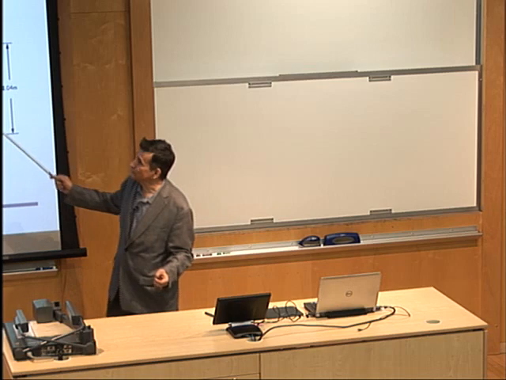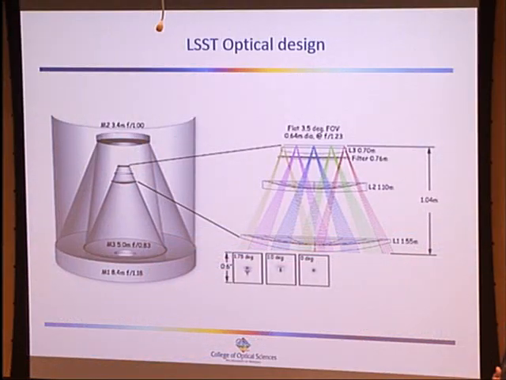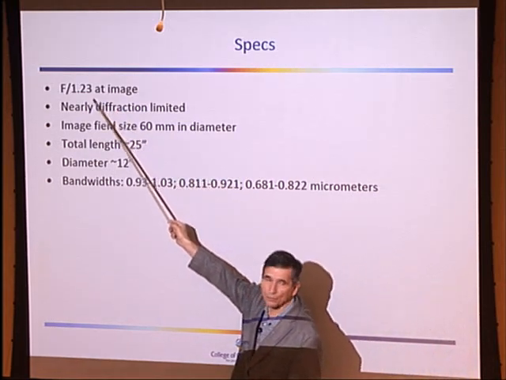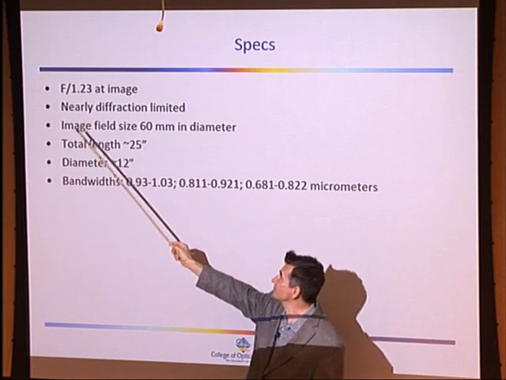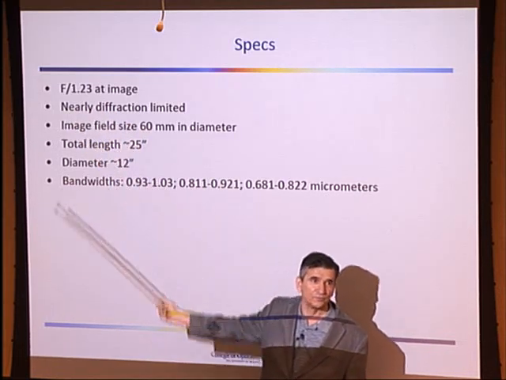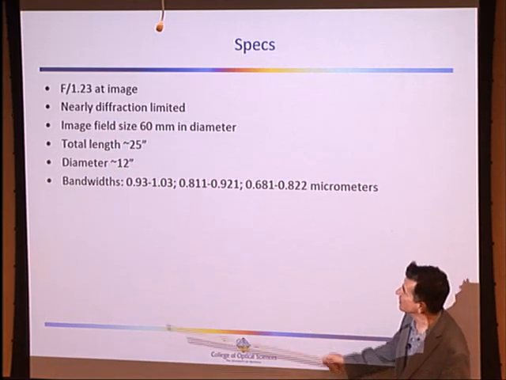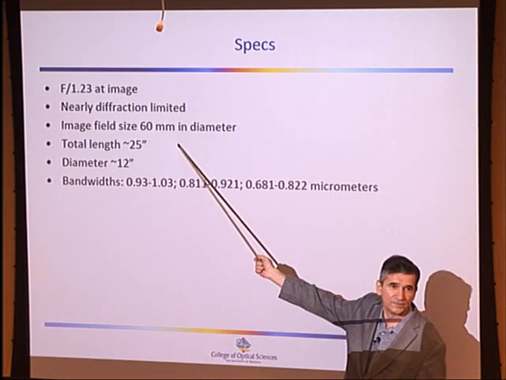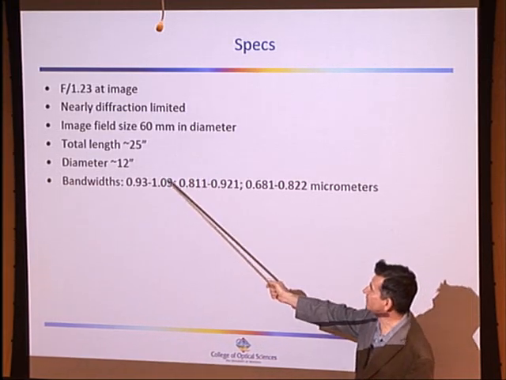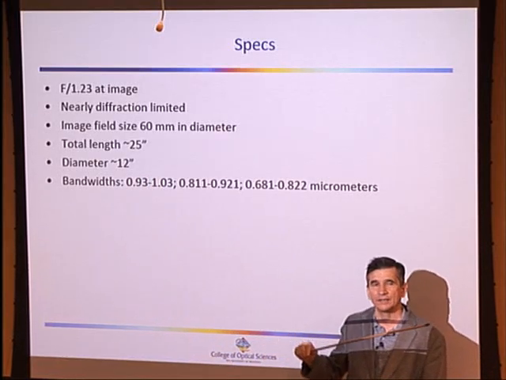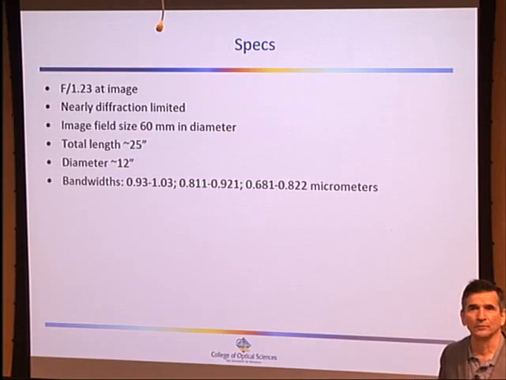Astronomers would like to be able to do some testing. So we were asked to propose a simulator for this telescope. The specifications given are that the F number has to be 1.23, the same as the large telescope. The performance has to be diffraction limited. The image field has to be 60 millimeters. And the size needs to be about 25 inches long by about 12 inches in diameter, something that you can put on a tabletop.